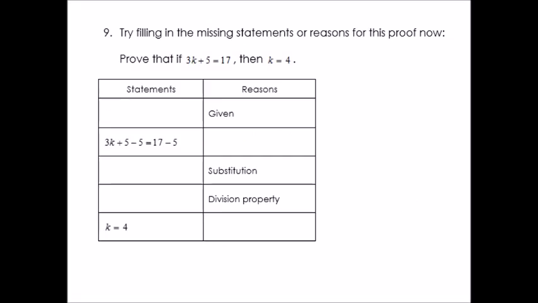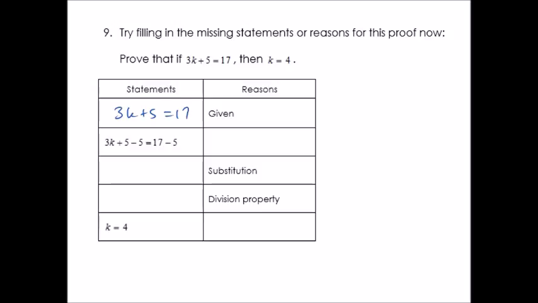Move to number 9 at the bottom of page 5. Here we're asked to fill in the missing statements and reasons. The first step should always state the given information. So that's the original problem. 3k plus 5 equals 17.